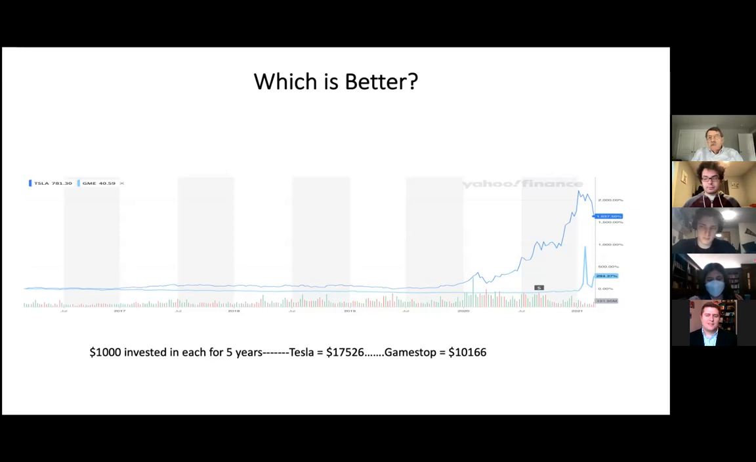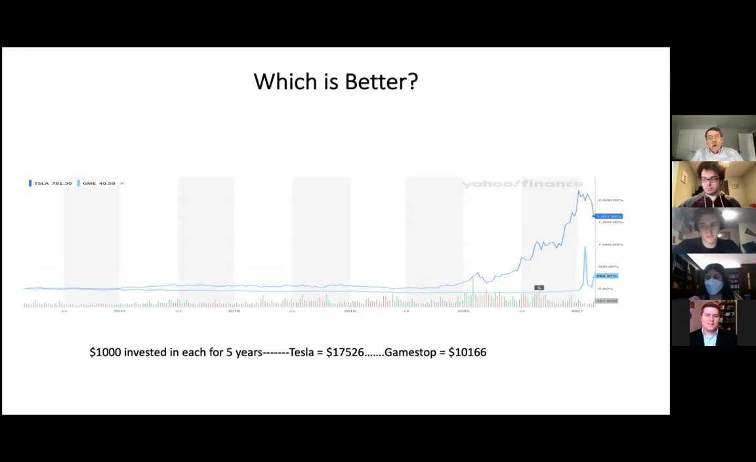GameStop, which is the light blue line on the bottom, just moved along without going up. The company was not doing particularly well, was losing money, and there were thoughts that the company was going to go bankrupt. GameStop was stores that sold video games, and most people don't buy video games from stores anymore. So look what happened to GameStop. Just follow the light blue line.